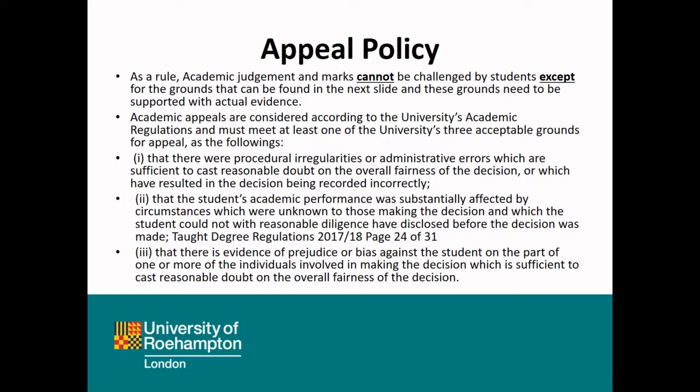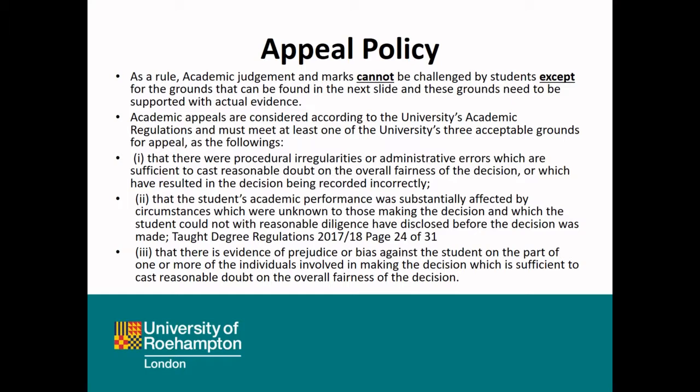Academic appeals are considered according to the university's academic regulations and must meet at least one of the university's 3 acceptable grounds for appeal as the following. 1. That there were procedural irregularities or administrative errors which are sufficient to cast reasonable doubt on the overall fairness of the decision or which have resulted in the decision being recorded incorrectly.